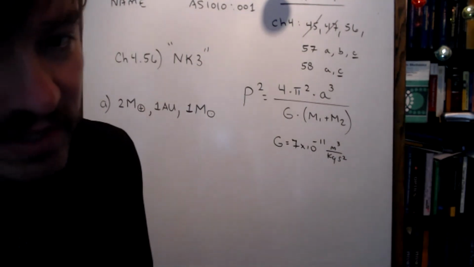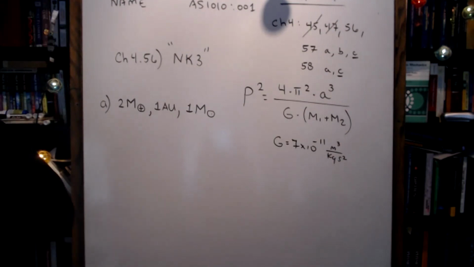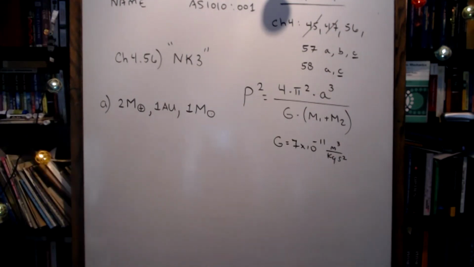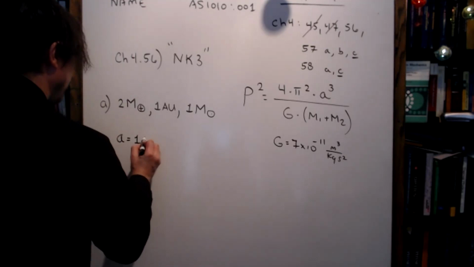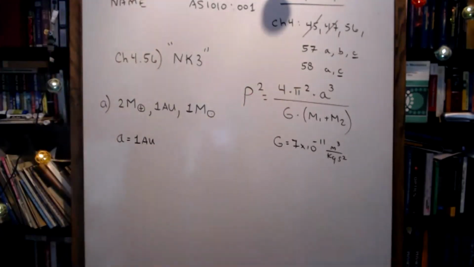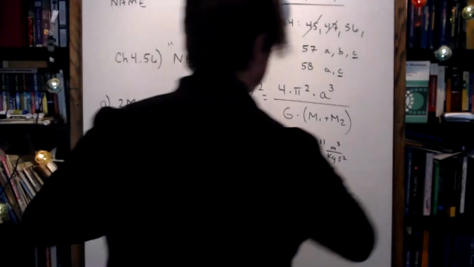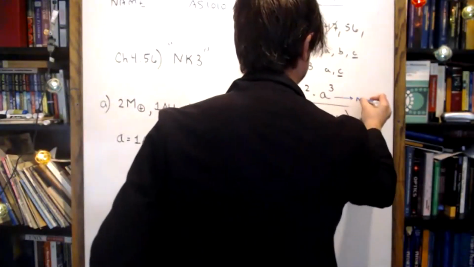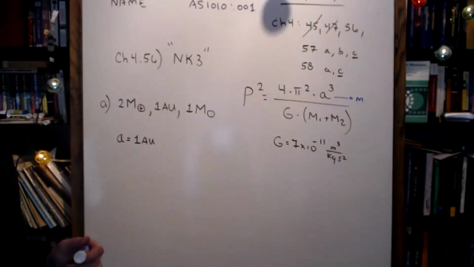Can someone out there tell me what the A is? Is that the 1 AU? Mm-hmm. But according to our lecture notes, what units are we supposed to use for Newton's version of Kepler's third law? Has to be in meters. That's right. So what do we do about that, Joel? Do a conversion.